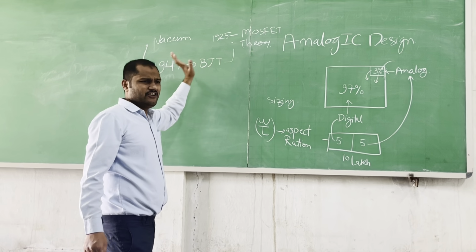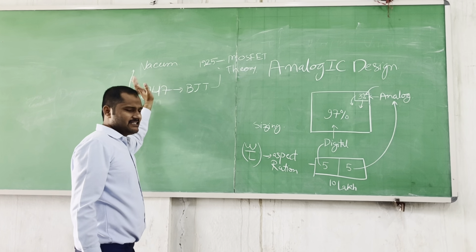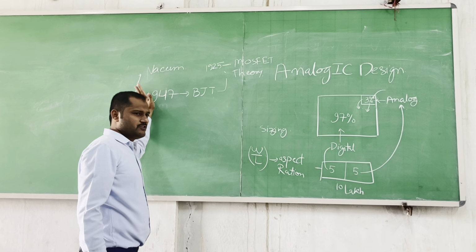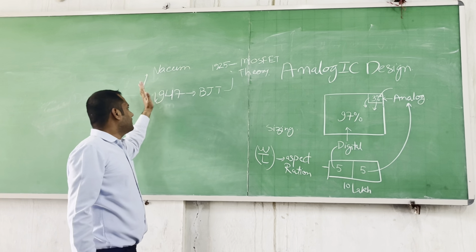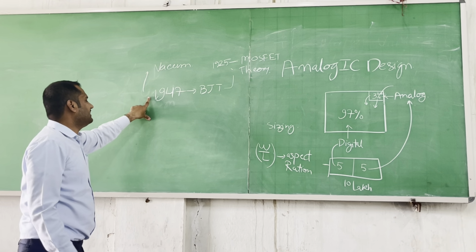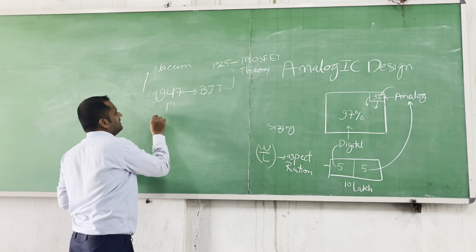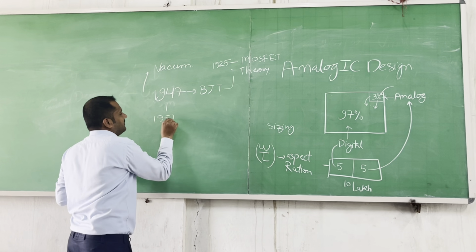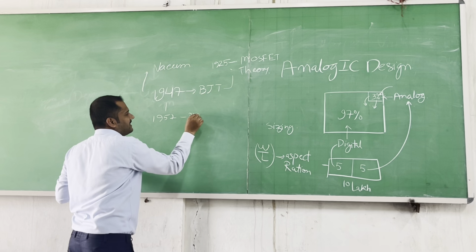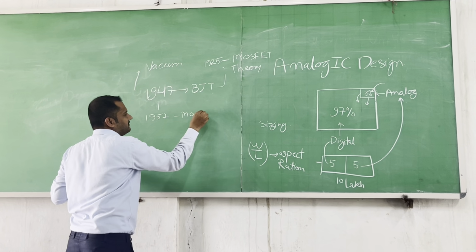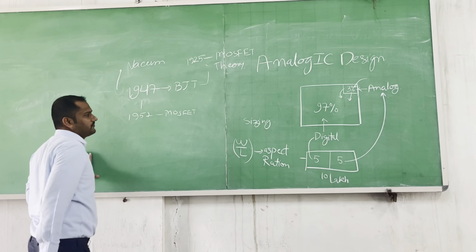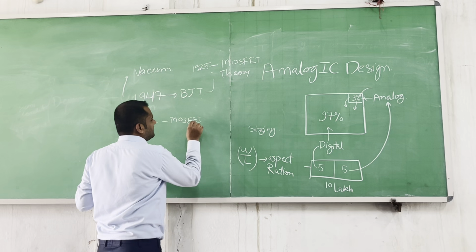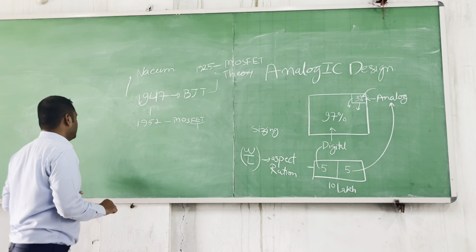BJT you have already studied in this subject. BJT is not used nowadays in VLSI. Why? We will see. So after this, in 1957, after 10 years, in the same lab, the MOSFET was fabricated in Bell Lab itself. And what do you mean by MOSFET? This is a field effect transistor. A MOSFET looks like this.